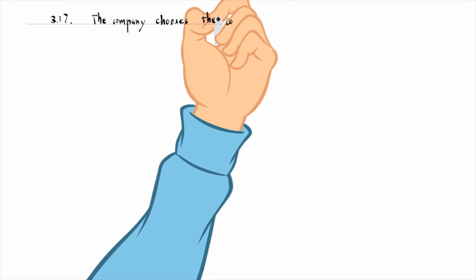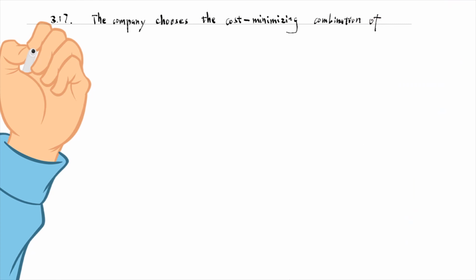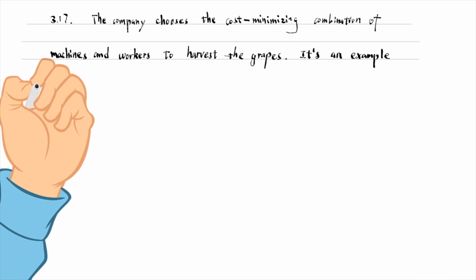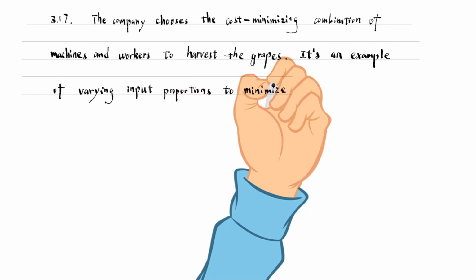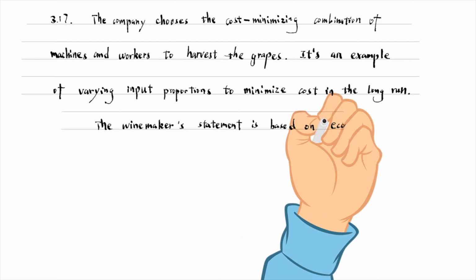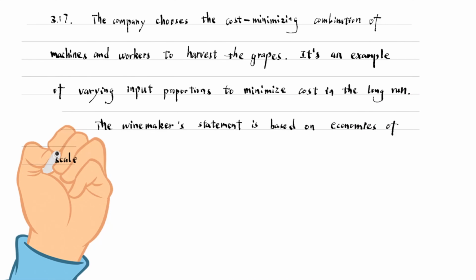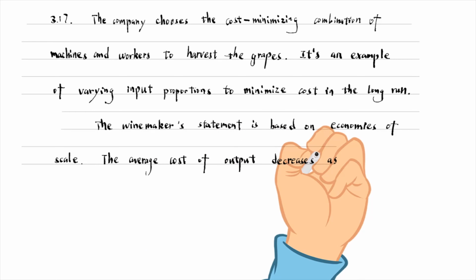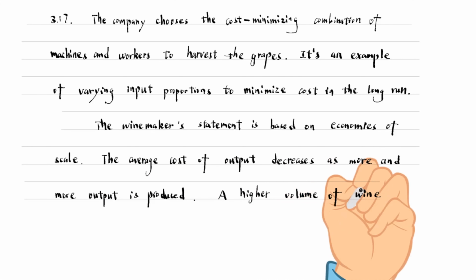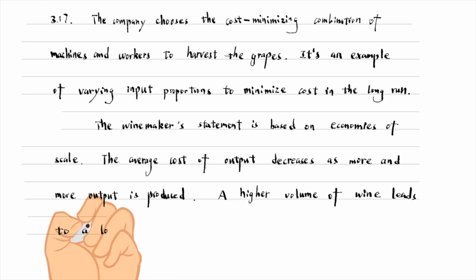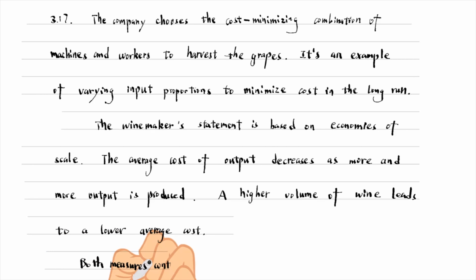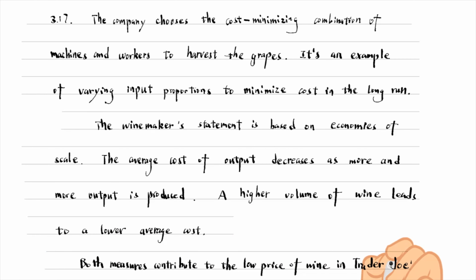The company chooses the cost-minimizing combination of machines and workers to harvest grapes. It is an example of varying input proportions to minimize cost in the long run. The first statement is based on economies of scale. The average cost of output decreases as more and more output is produced. A higher volume of wine leads to a lower average cost. Both measures contribute to the low selling price of wine in Trader Joe's.